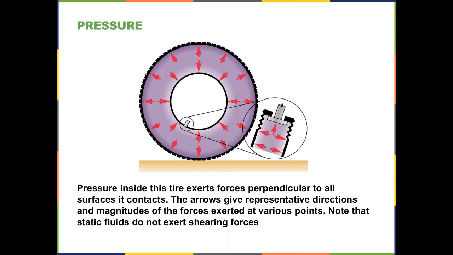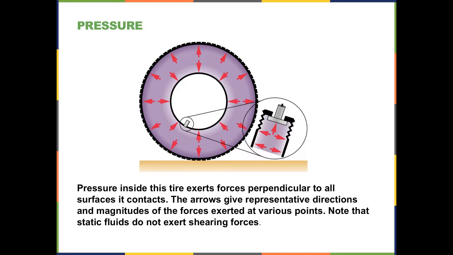The pressure inside this tire exerts forces that are perpendicular to all the surfaces that the gas inside comes in contact with. And so what you see here are arrows all the way around the circumference of the inside of the circle where the rim of the tire is, and the outside of the circle where the tread is. And the force exerted throughout, the pressure exerted throughout, is the same. And so at every point along the way, the pressure is the same.